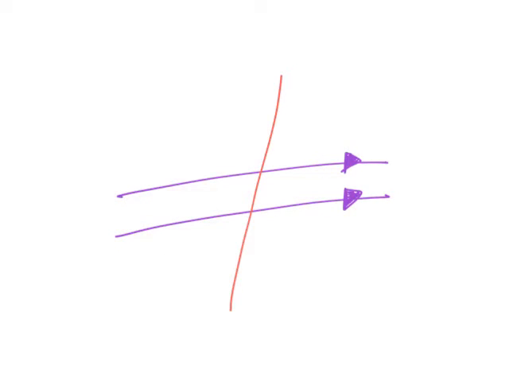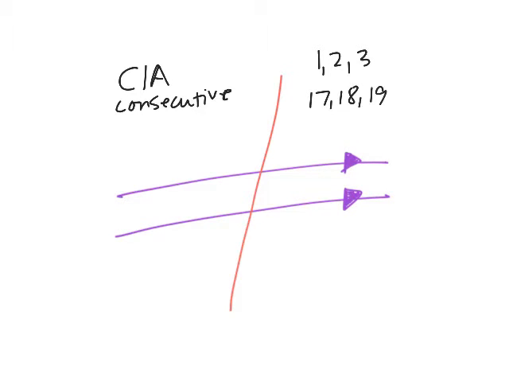And the final set of new angle pairs that we're dealing with are going to be the CIA. Those are the consecutive. Now that's a new word that we haven't really talked about. Consecutive just means that they are following one another. So the numbers 1, 2, and 3 are consecutive. The numbers 17, 18, and 19 are consecutive. So they're following each other in some kind of order.